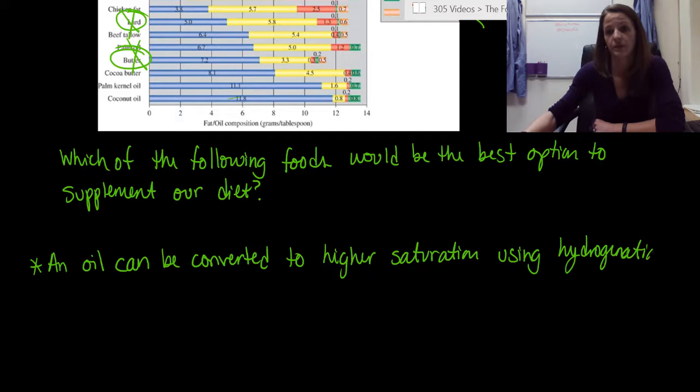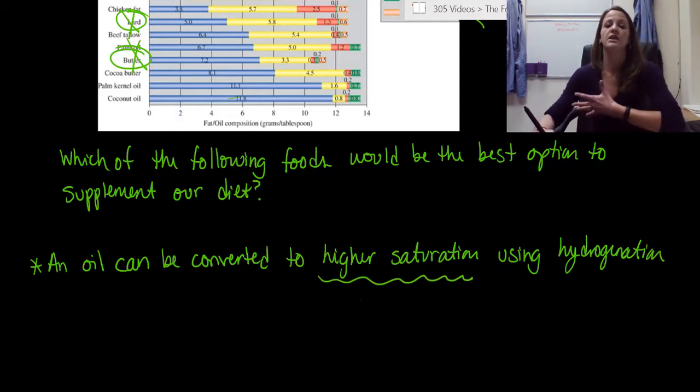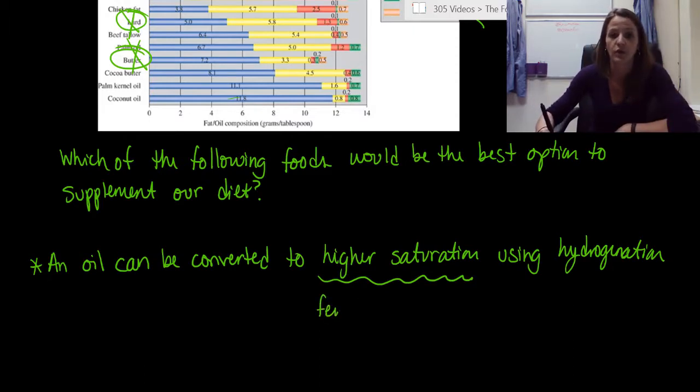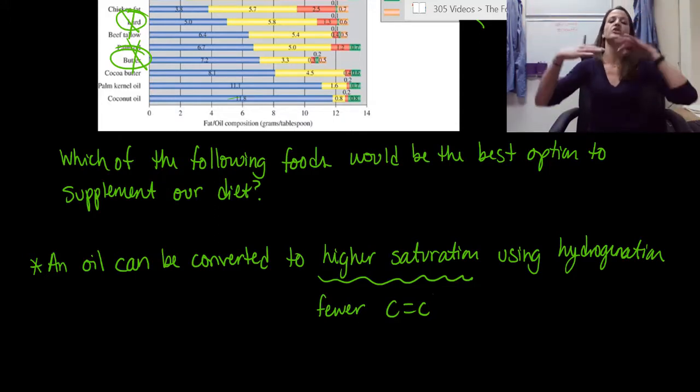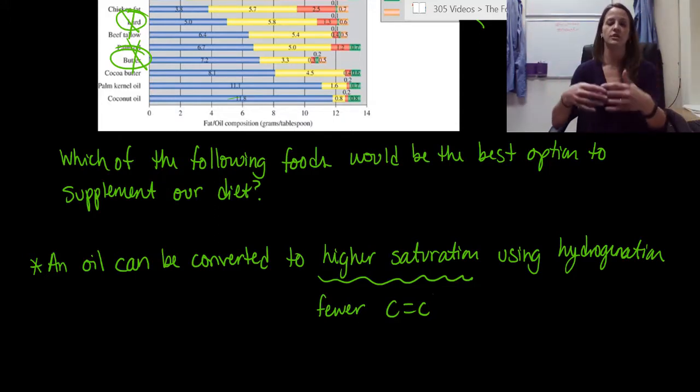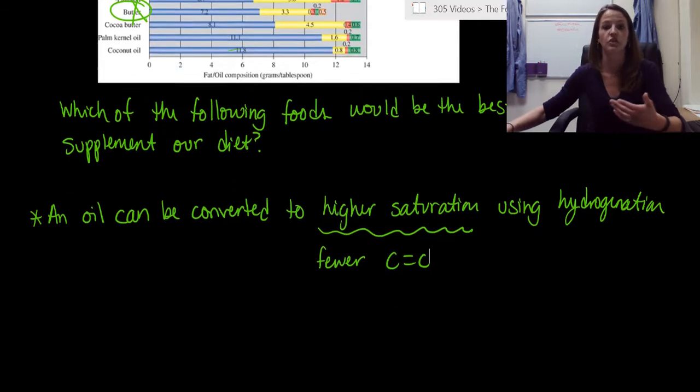So there's 2 things here we need to talk about. The first thing, higher saturation. That just means you're removing some of the carbon-carbon double bonds. So I'm going to write fewer carbon-carbon double bonds. So if you move to higher saturation, it's saying you're eliminating some of those double bonds and you have more carbon-carbon single bonds now.